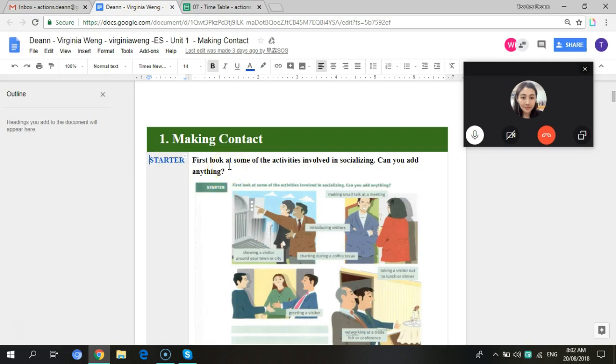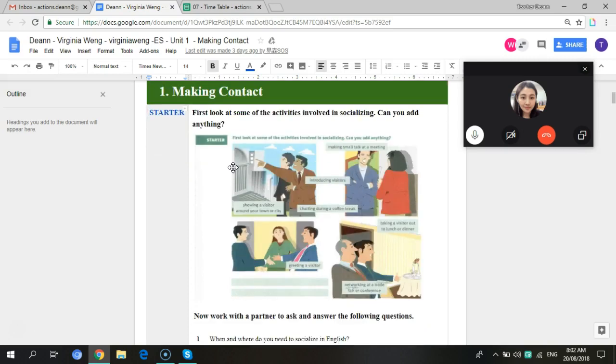First look at some of the activities involved in socializing. So when we say socializing, you are talking to anyone about something, or you are talking for making friends, so that is socializing. So this time, I want you to look at each of those pictures here and tell me any situation that you can add on socializing.